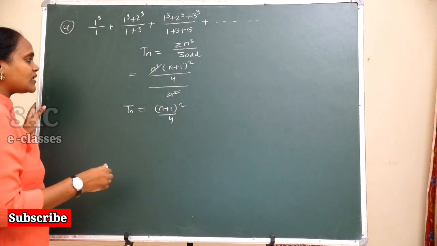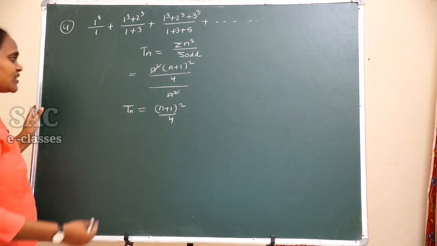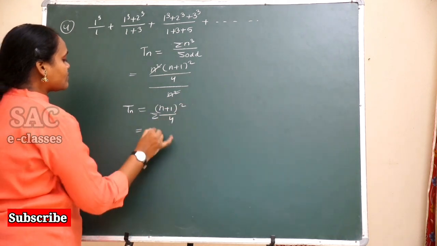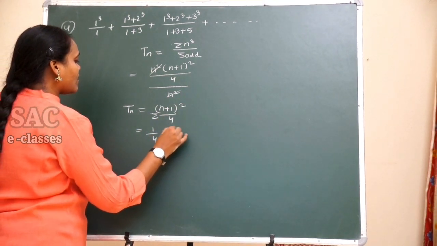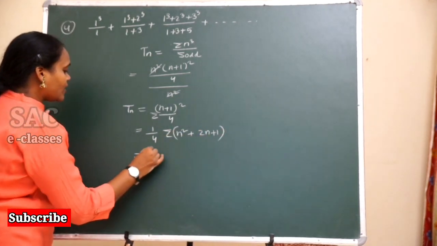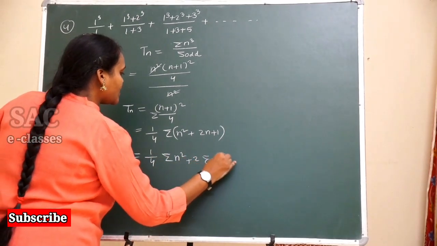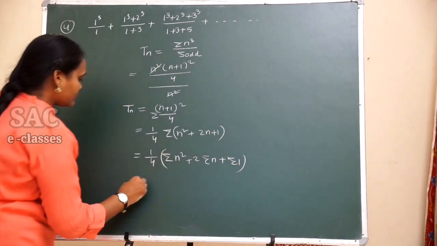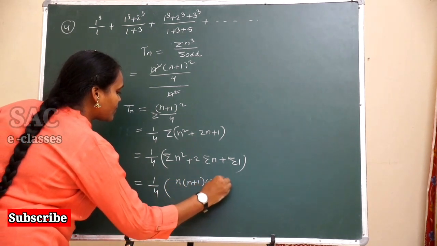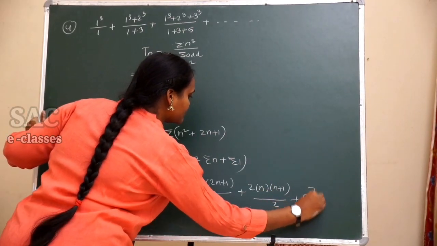But you want the sum of the n terms, in fact 9 terms. For that also we need to find out the n value. So sigma of n plus 1 whole square by 4, which is 1 by 4 into sigma of n square plus 2n plus 1. I hope you have remembered the method of the second problem. Sigma n square plus 2 into sigma n plus sigma 1. 1 by 4 into n into n plus 1 into 2n plus 1 by 6 plus 2 into n into n plus 1 by 2 plus n.